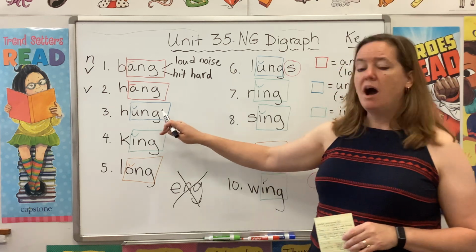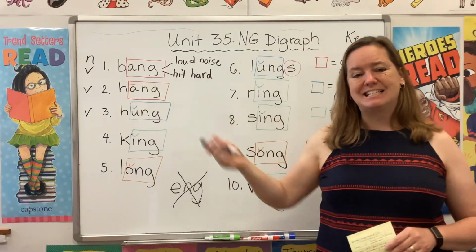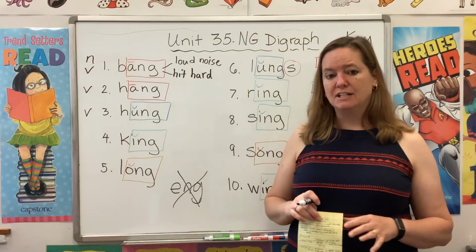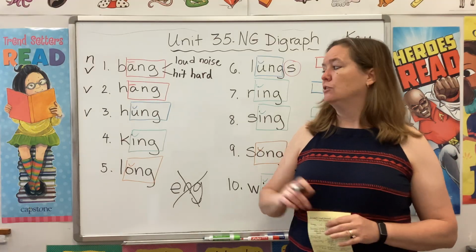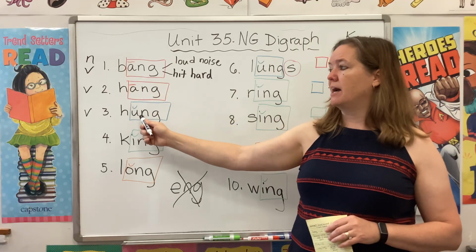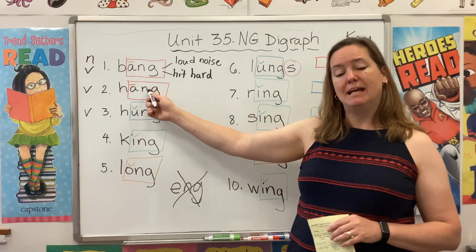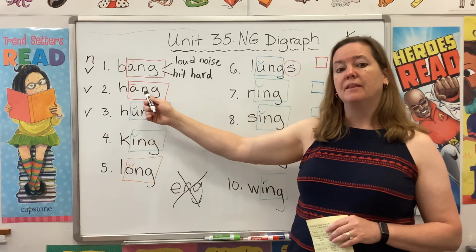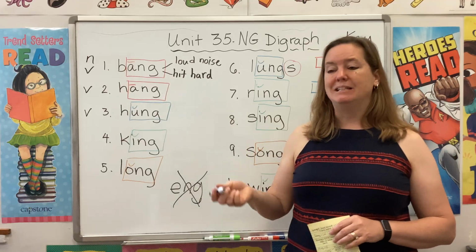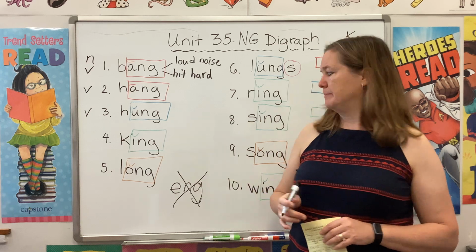Okay, hung is also a verb, but it is the past tense of hang. It means the same exact thing. It just means that I already did it. So now I hang my wet towel. Yesterday I hung my wet towel. Now I hang my coat on the rack. This morning I hung my coat on the rack. Okay, means the same thing, but this is what we call the past tense.